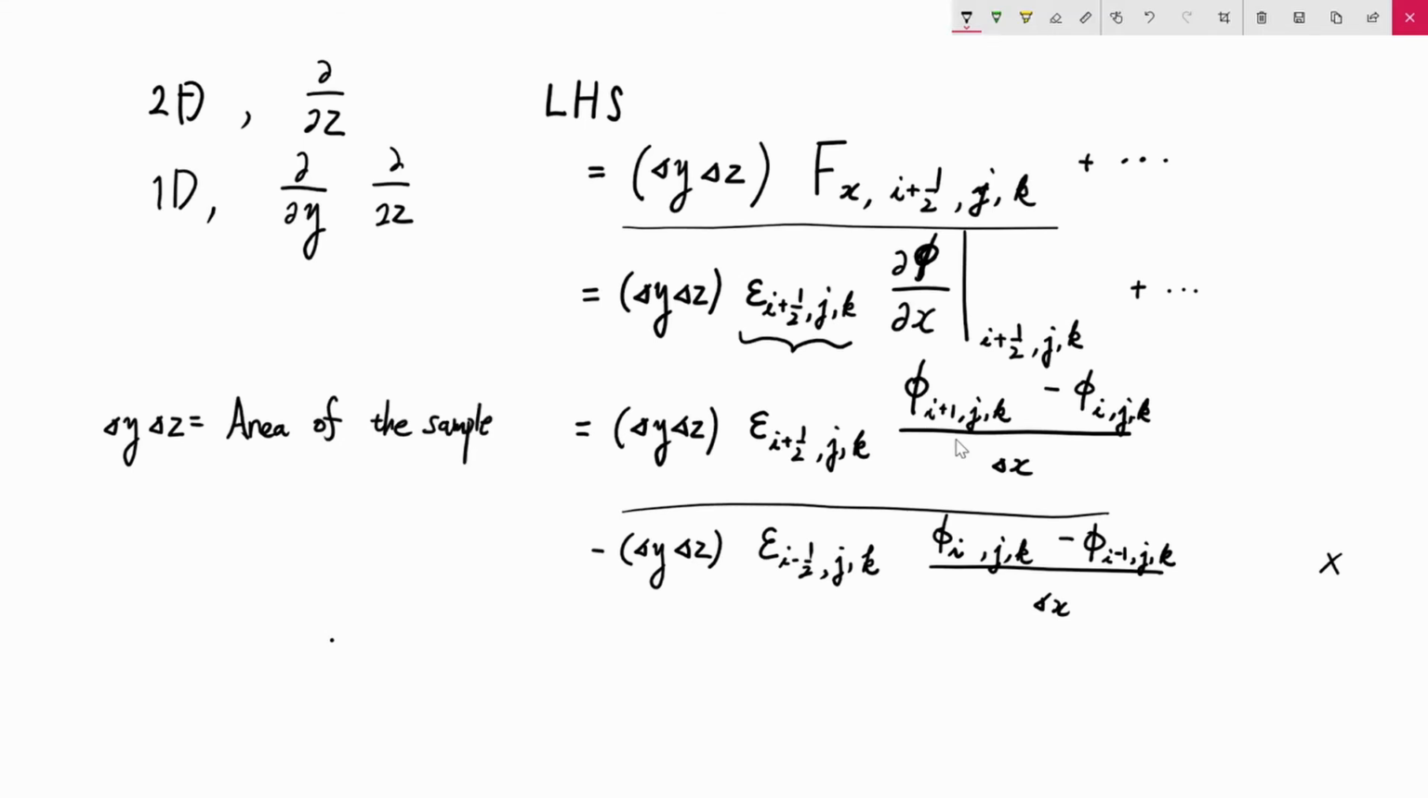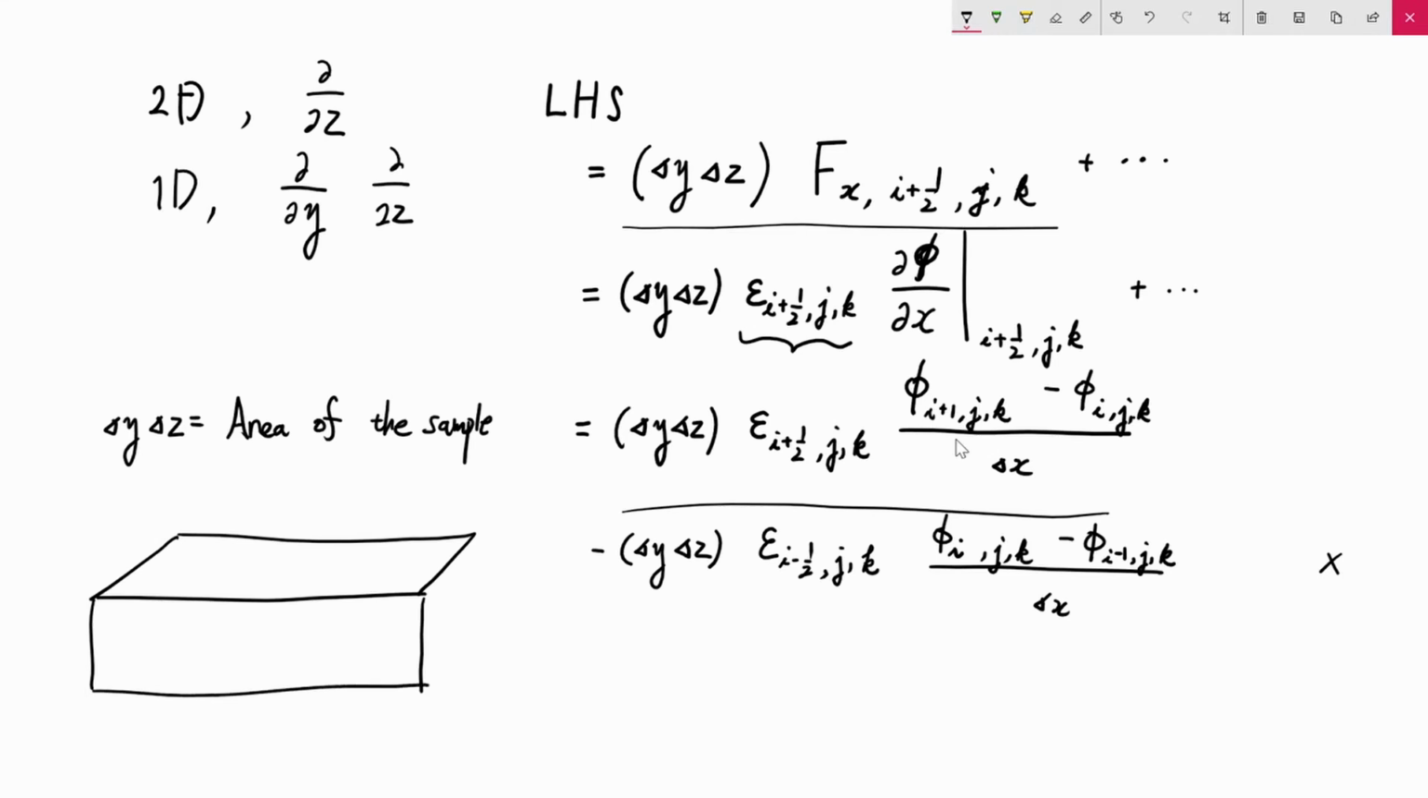So think about the situation we are considering right now. This is a 1-dimensional structure. So we have a 1-dimensional structure laid on the x-axis, and we have the cross-sectional area of our structure. This corresponds to our delta y and delta z, so we will just write it down as area A.